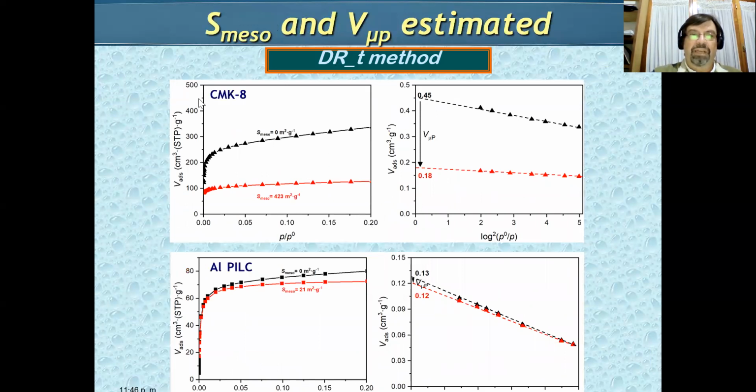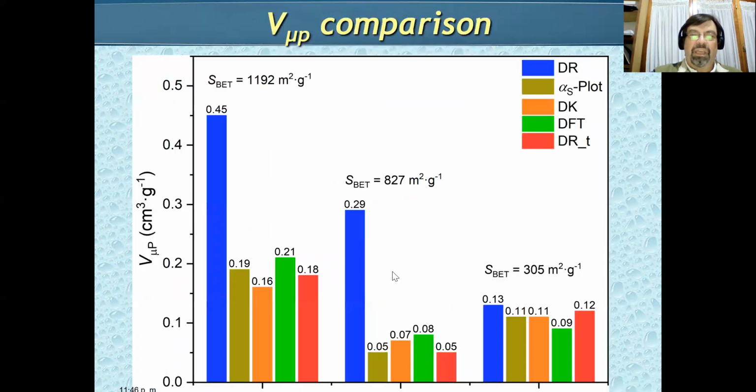For the other samples, like CMK-8 and pillared clay, we can see in these plots the difference between the values of micropore volume obtained by the different methods. In this graph, we can compare the micropore volumes obtained by different methods for the different chosen samples. In all cases, the blue is the Dubinin-Radushkevich and red is DRT. We can see here the great difference between the classical Dubinin-Radushkevich and the new method DRT.